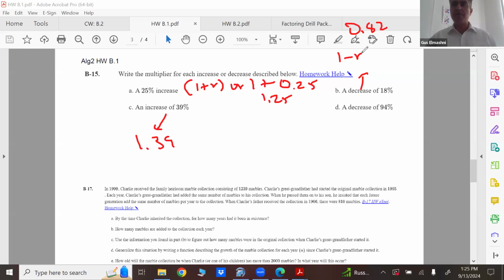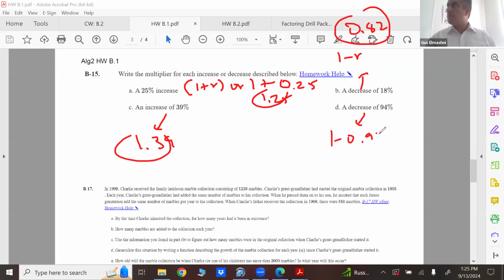If you're looking at prices, so 0.82. And lastly, if you're doing a drop of 94%, the multiplier is 0.06. So that's how you deal with percentage changes: you do 1 plus R or 1 minus R, depending on whether it's an increase or decrease, and then replace R with the decimal equivalent of the percentage.